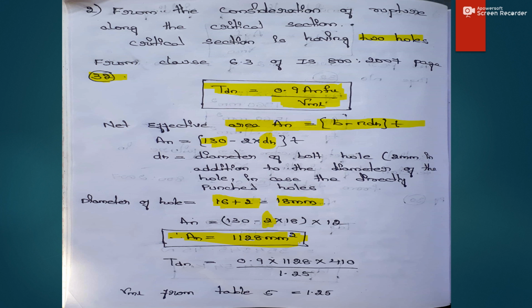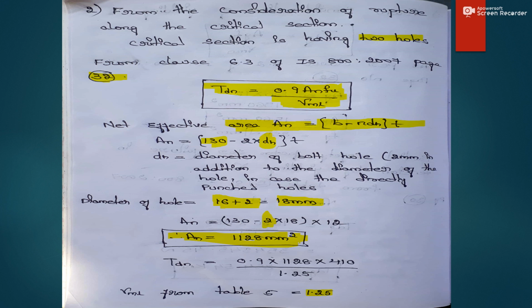Is it clear now? Now directly substitute all the values. You know all the values now. Gamma m1 you don't know, right? Take gamma m1 from Table 5 for rupture, which is 1.25. Don't get confused; 1.25 is taken from Table 5 for rupture. Substitute the values, and Fu is 410, which is given in the question. Tdn is equal to 0.9 into An, 1128, into Fu, 410, by 1.25.